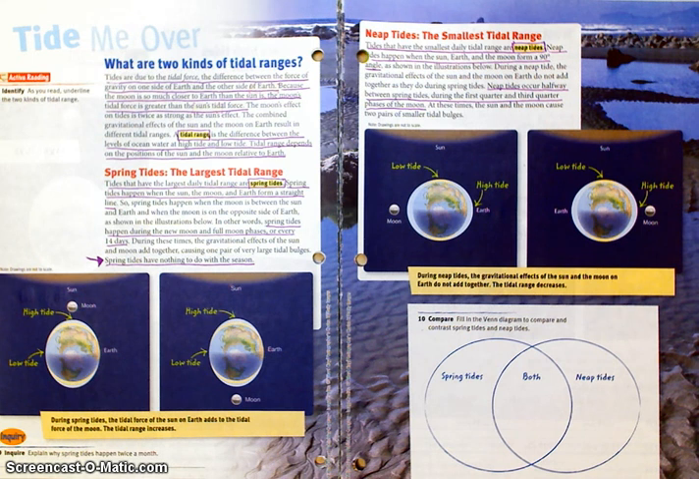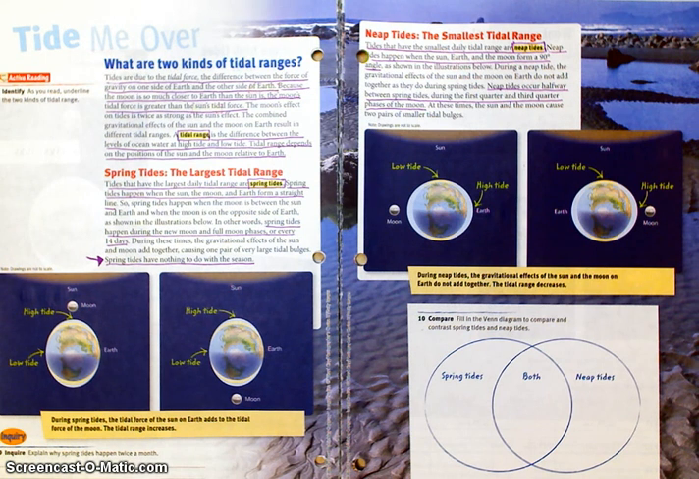Okay. If you notice in the illustration at the bottom, the little yellow is the tidal force due to the sun. The blue is the tidal force due to the moon. And during spring tides, they're both on the same sides of Earth, so they add together. Okay, that would be new moon and full moon.